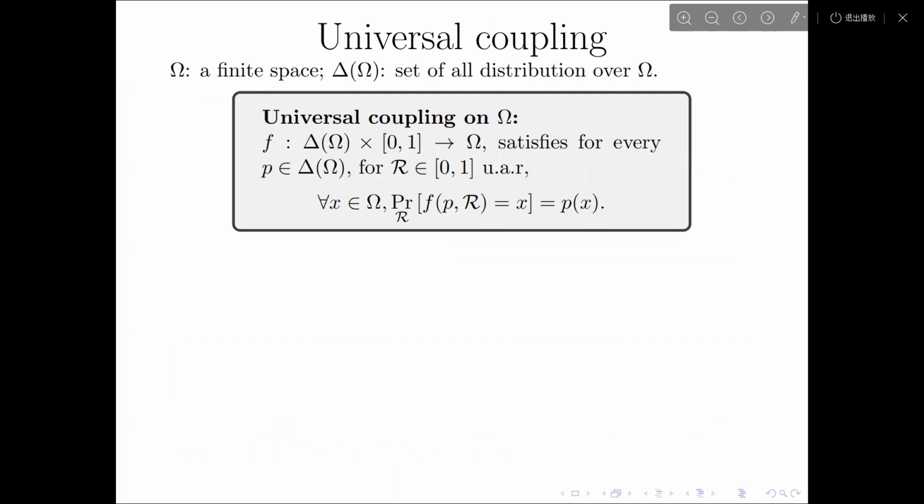Let omega be a finite space. We call F a universal coupling on space omega if for any distribution P over omega, F(P, R) is identically distributed as P for R uniformly chosen from the interval [0, 1].